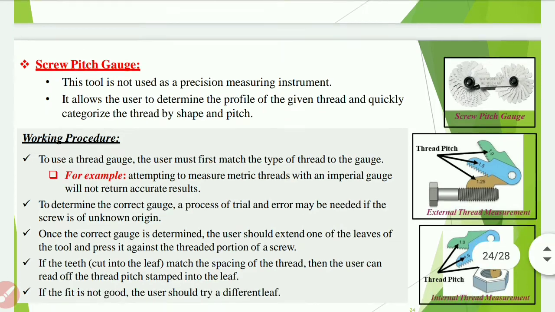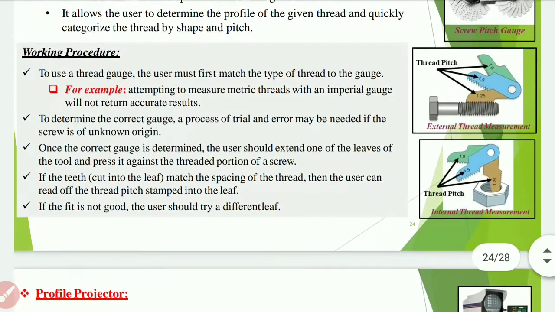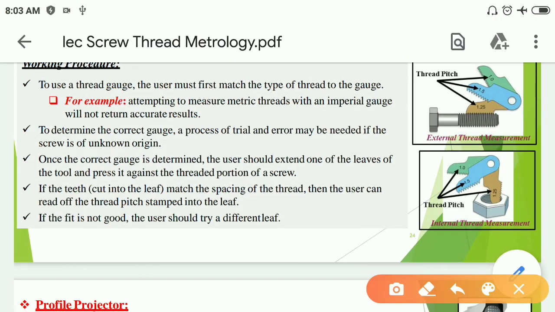Now the working procedure. To use a thread gauge, the user must first match the type of thread gauge. We have to match the types of thread gauge. For example, attempting to measure a metric thread with an imperial gauge will not return an accurate result. So here it is said that if the thread is different, then we cannot measure, and it will not give an accurate result.